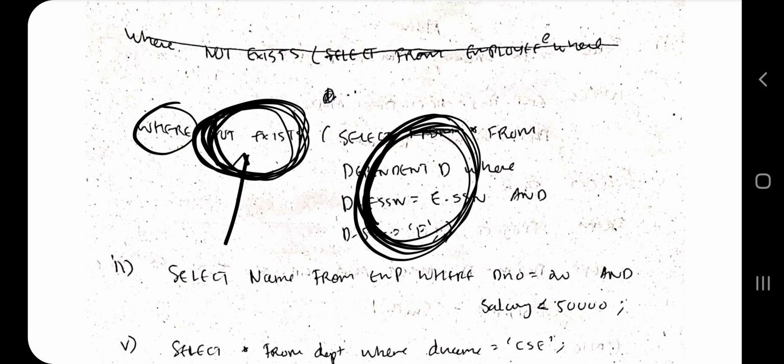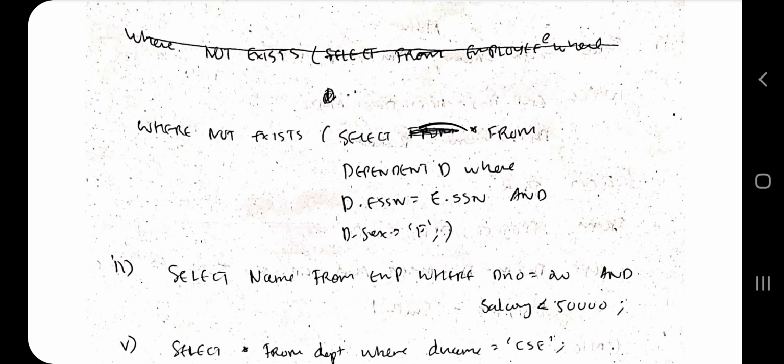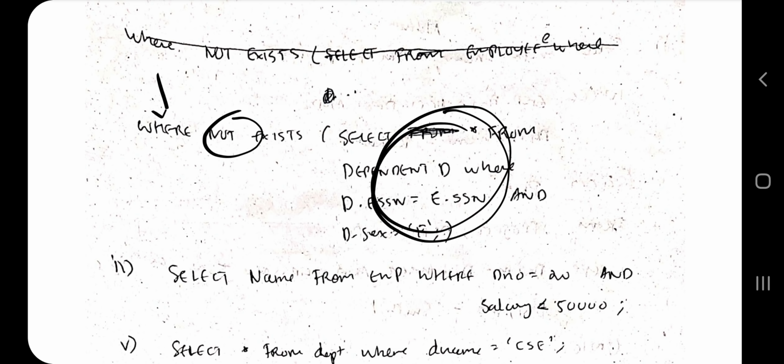Why? If all the female dependents come here and you take the not operator of it, you will get that which is not of this one, meaning no female dependents. If you select all female dependents here and then do the not operation, the answer will be no female dependents. That's what we want, isn't it?